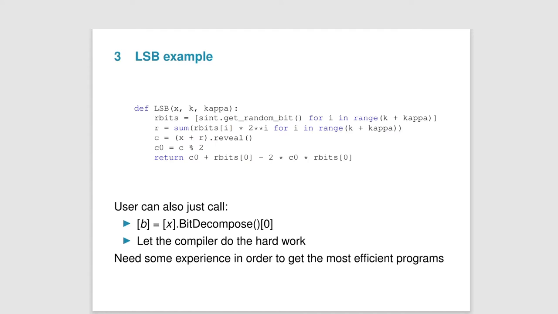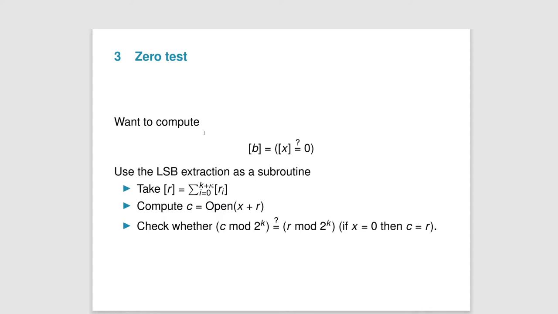So let's look at another example which uses the same noise drowning technique. Here we want to compute whether a secret value x is equal to 0, and as before, we want to get the result also as a secret. To do so, we are going to use the same kind of techniques as before. So first, we want to construct a mask R, which is big enough to hide X. Here again, X is defined on K bits, and so we want R to be defined on K plus kappa bits to approximate a uniformly random value C when you open X plus R. And then in the last step, we want to compute whether C is equal to R mod 2 to the K, because if X is equal to 0, then C is equal to R.